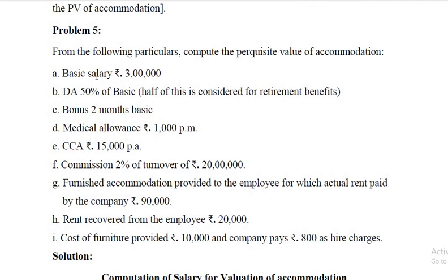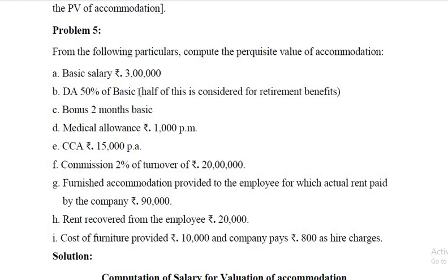From the following particulars, compute the perquisite value of accommodation. Basic salary is 3 lakh for the entire year, not per month. So you have to note whether the value is given per month or per annum. That's very important, otherwise you will go wrong while computing the perquisite value. And moreover, some values may be given per month and some values may be given per annum. Therefore, you must be very careful while considering the values. So basic pay, that is for the entire year 3 lakh, not per month.